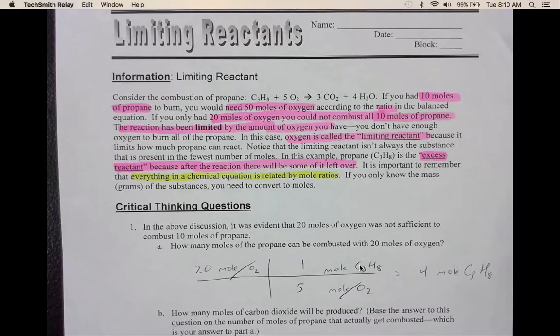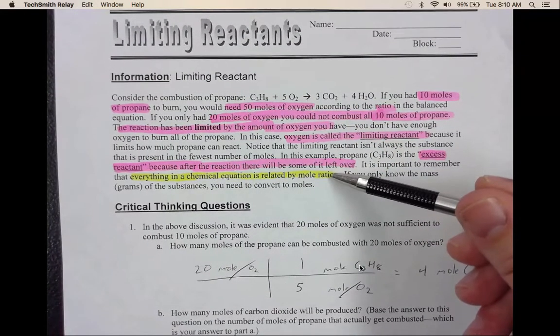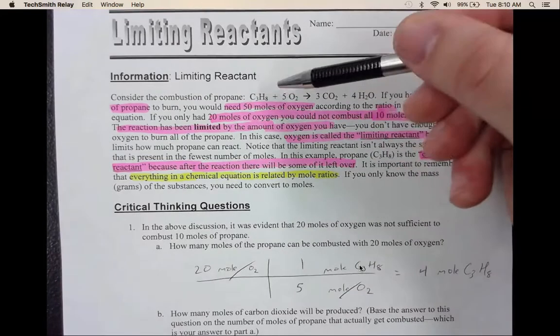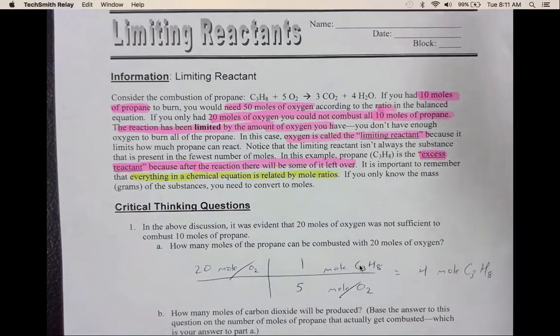So if you had 10 moles of propane, you would need 50 moles of oxygen. Remember, we know that because everything in a chemical reaction is based on the mole ratio, which is equal to the coefficients. So 10 to 50 is the same as 1 to 5. You just multiplied everything by 10. So we know that if you had 10 moles of propane, you would need 50 moles of oxygen.